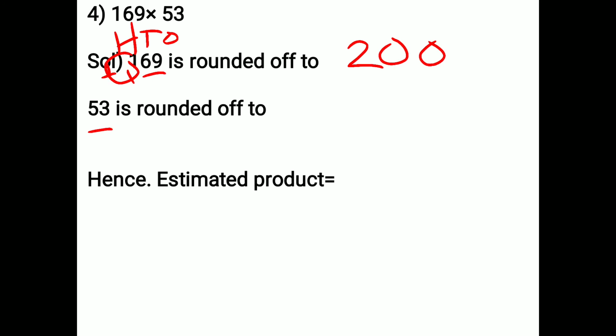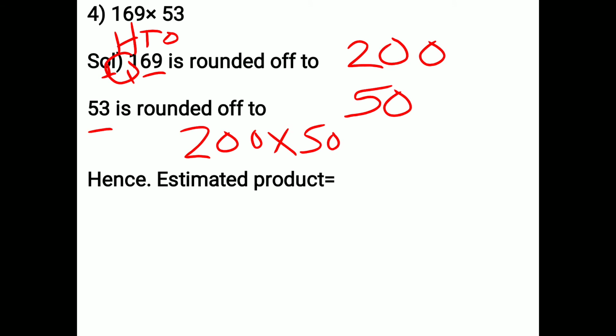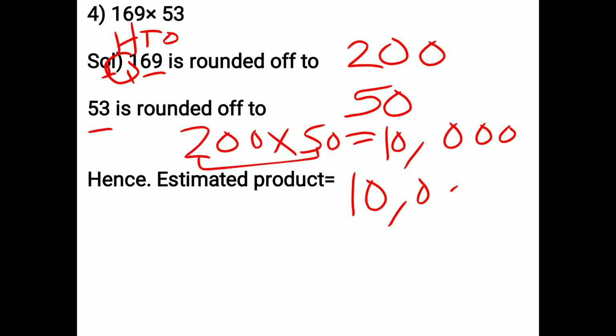Now 53 is rounded off to 50, because we see the ones place is smaller than 5, so 5 will come as it is and the underlined digit becomes 0. Now I multiply these two numbers. As I said, how many 0s does it have? It has 1 2 3 0s. Now I multiply 2 and 5. 2 fives are 10. So my answer is 10,000. Clear? Similarly, we do the fifth part.